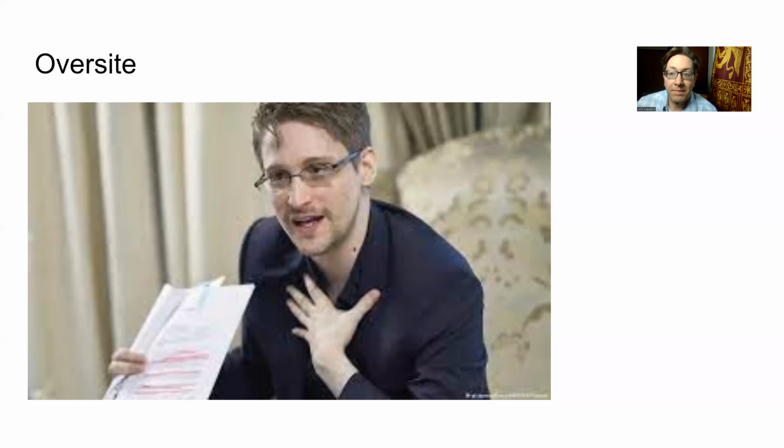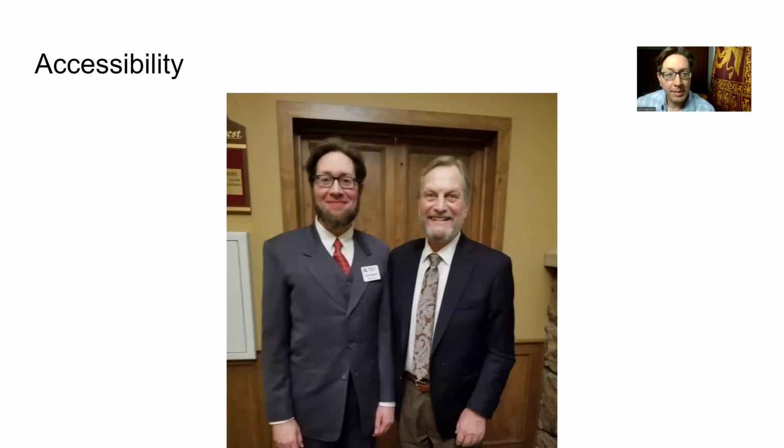Now, what to do about it? What to do about it is expand the House of Representatives. You'll get better oversight. Better quality oversight. Expanding the House will also increase accessibility.